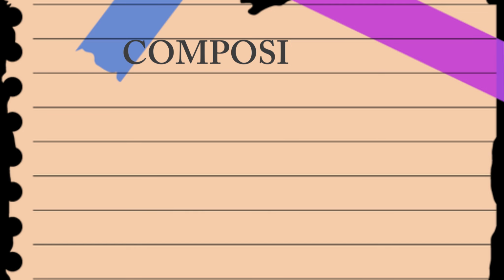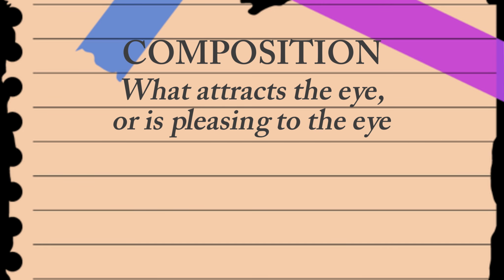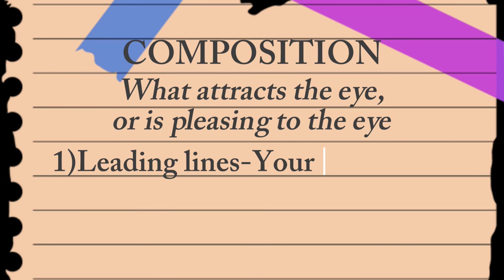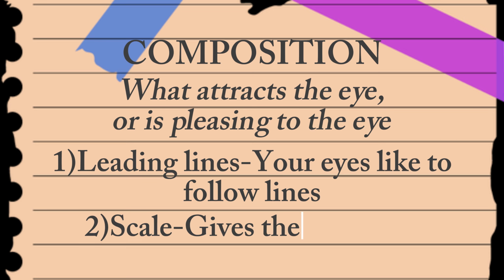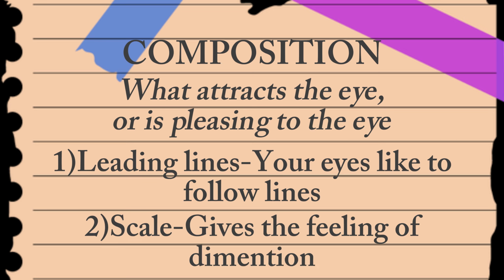Here's a recap of what we covered today. Composition. What attracts your eye or is pleasing to the eye? Leading lines. Your eyes like to follow lines. Scale. If you have a large object next to a small object, it gives the feeling of dimension.